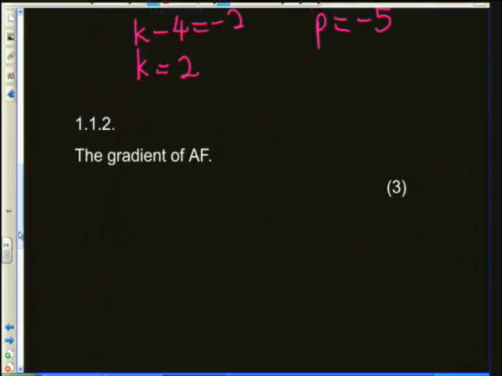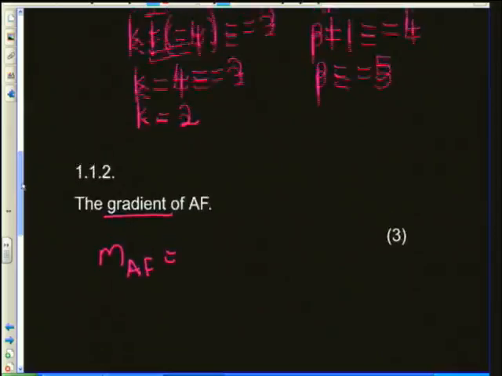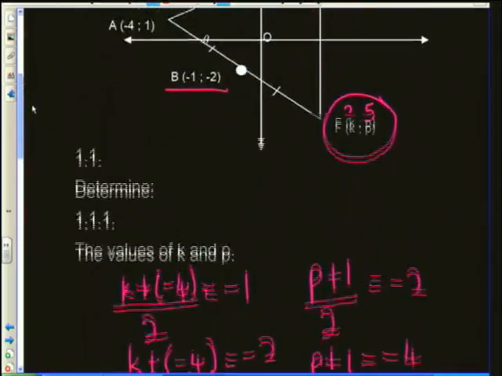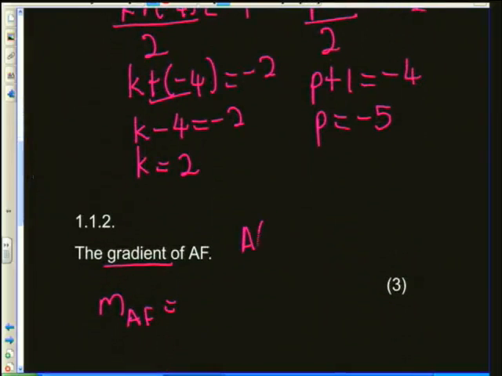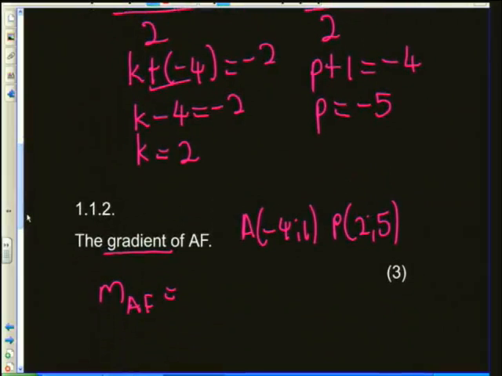They say work out the gradient of AF. Now this is very easy grade 9 work, working out the gradient of a straight line. It's the change in y values over the change in x values. So the gradient of AF is equal to, sorry, I need to go back so I can see my points. It's negative 4, 1 and my P is going to be 2, negative 5.